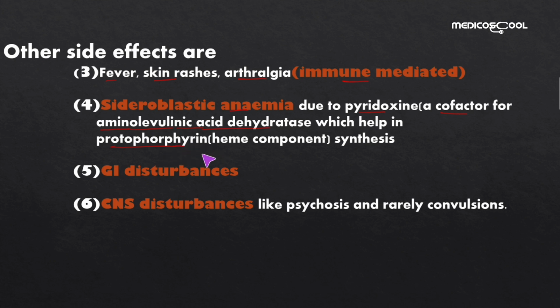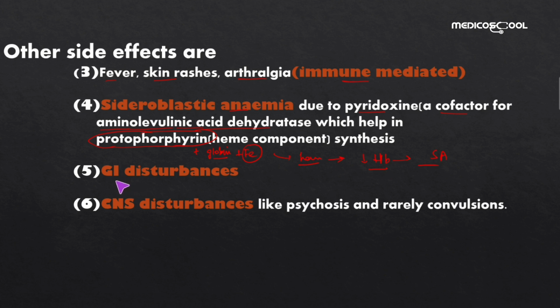And this protoporphyrin, along with the globin chain, globin plus iron, forms the heme compound, and thus decreasing the synthesis of protoporphyrin will decrease the heme, and thus decrease the hemoglobin concentration, causing sideroblastic anemia.